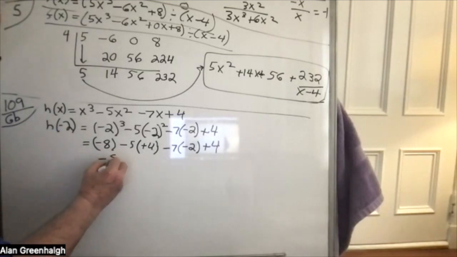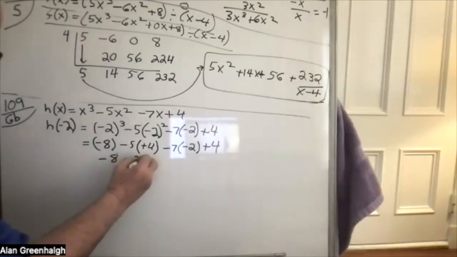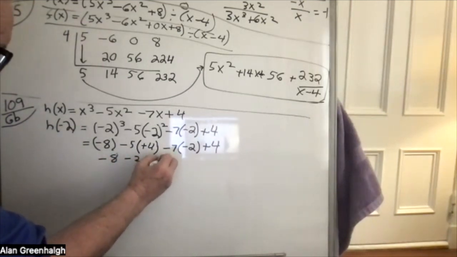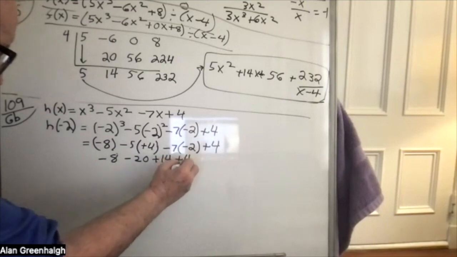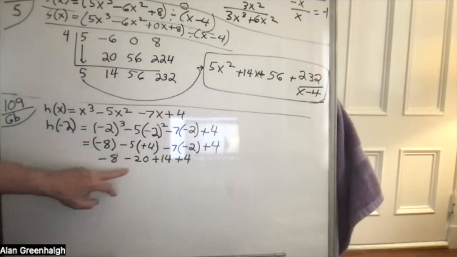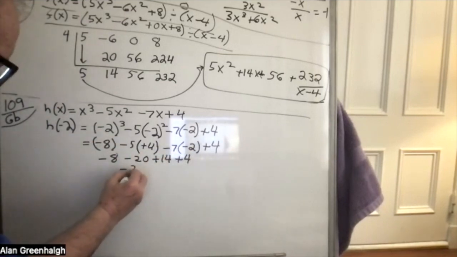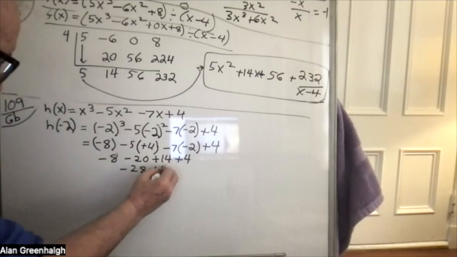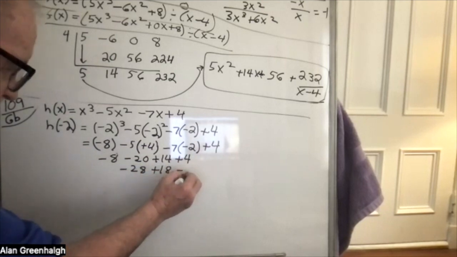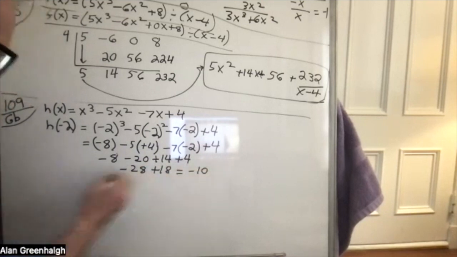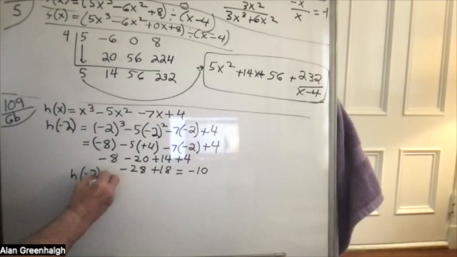Okay, now let's see if we can figure this all out. So we have -8 minus 20 plus 14 plus 4. -28 plus 18 equals -10. In other words, h of -2 is equal to -10.